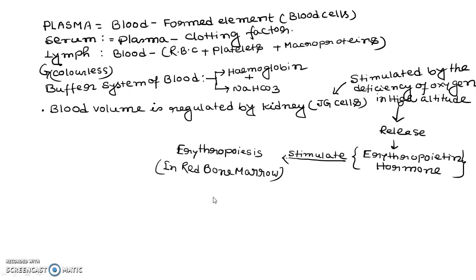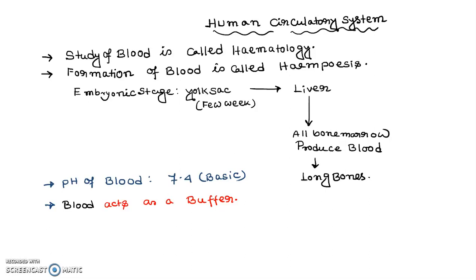Buffer system of blood: hemoglobin and others, blood acts as a buffer, and the pH of the blood is almost 7.4. Now in humans, the study of blood is called hematology. Formation of blood is called hemopoiesis. Where are blood cells formed? In the embryonic stage, the yolk sac; in a few weeks, the liver; then bone marrow and long bones produce blood. The pH of the blood is 7.4, or basic. Blood acts as a buffer system.